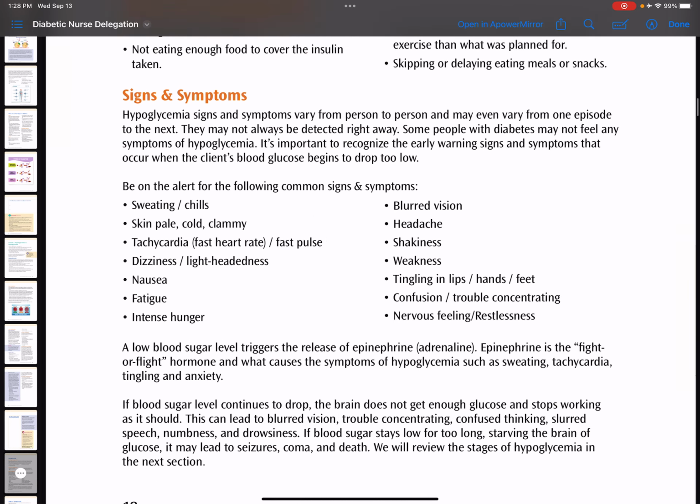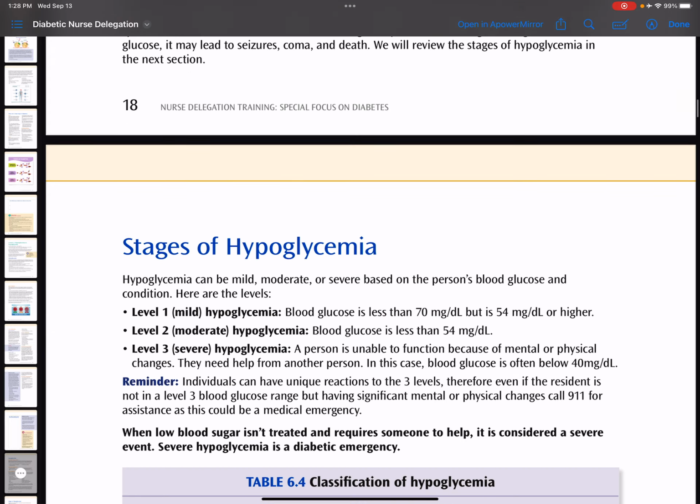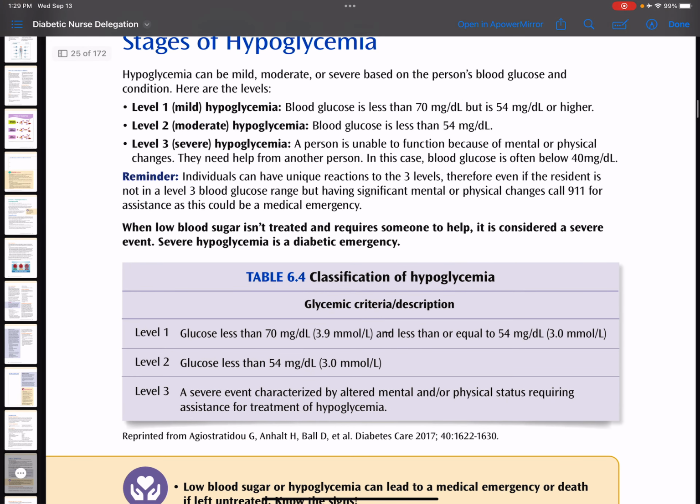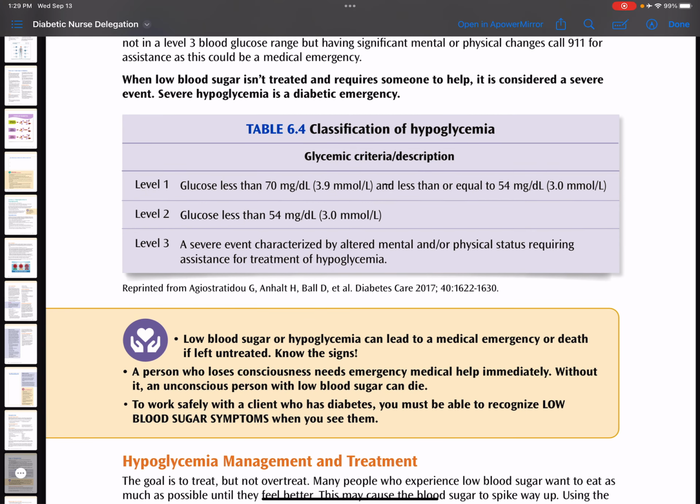So how do we manage hypoglycemia? The goal is to treat, but many people who experience low blood sugar want to eat as much as possible until they feel better. This may cause the blood sugar to spike way up. Using the step-by-step approach of 15-15, or the rule of 15, will help prevent high blood sugar.